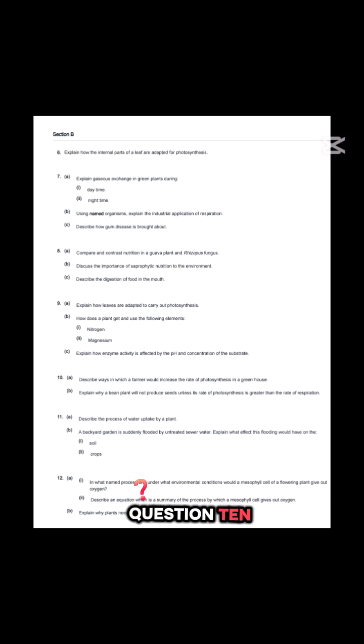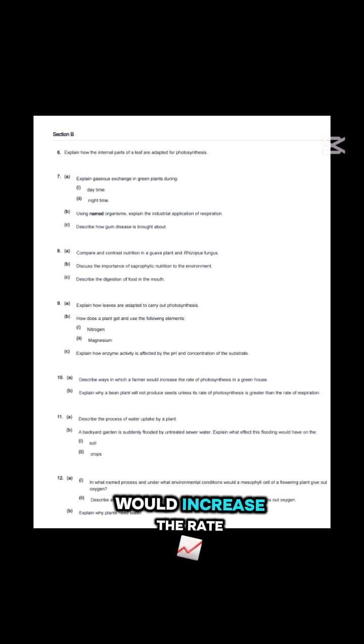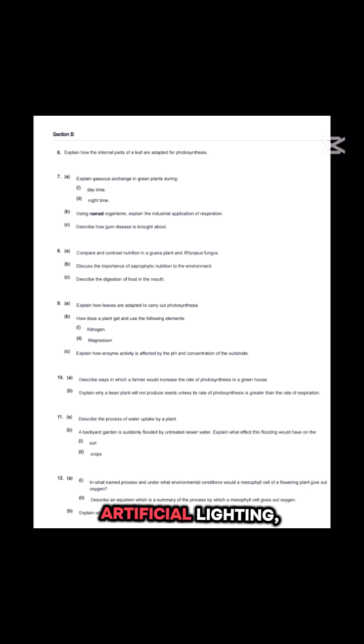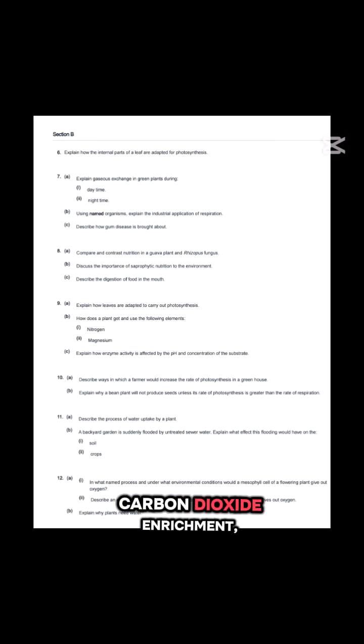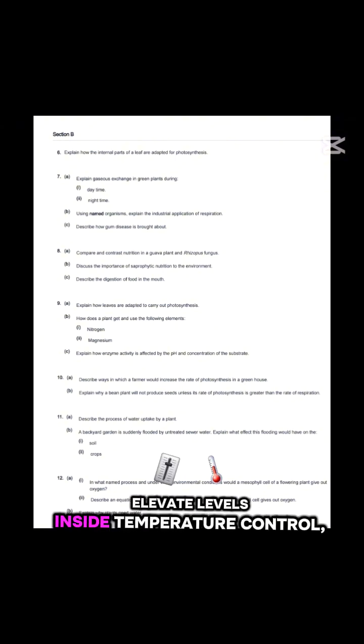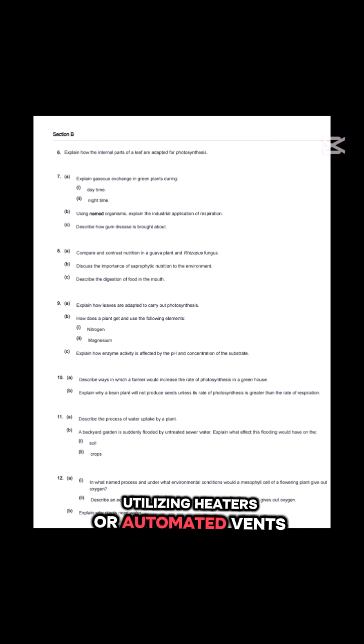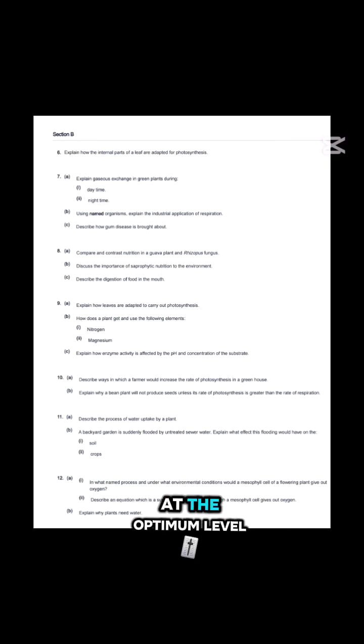Question 10. A. Ways a farmer would increase the rate of photosynthesis in a greenhouse. Artificial lighting: extending light duration or intensity using specialized growth lamps. Carbon dioxide enrichment: burning small amounts of paraffin or releasing compressed CO_2 gas to elevate levels inside. Temperature control: utilizing heaters or automated vents to maintain the temperature at the optimum level for plant enzymes.